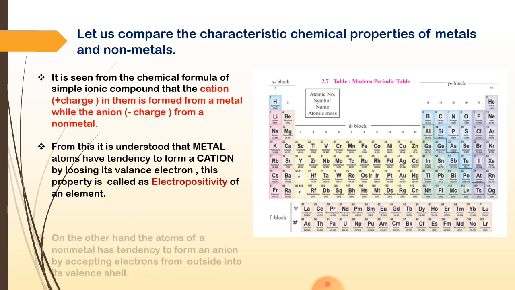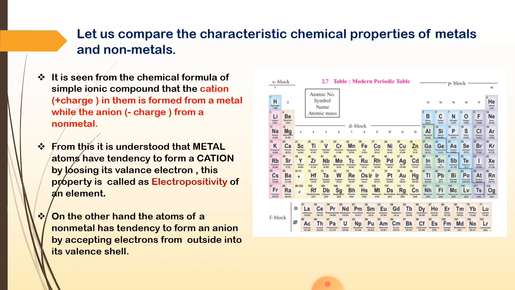So on the other hand, what happens to the atoms of a non-metal? We have taken an example of Na and Cl. Cl is a non-metal. It has a tendency to form an anion by accepting electrons from outside into its valence shell.